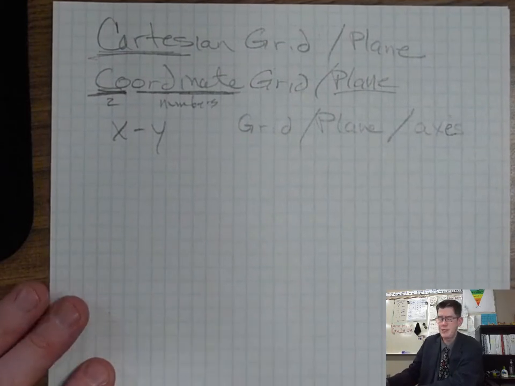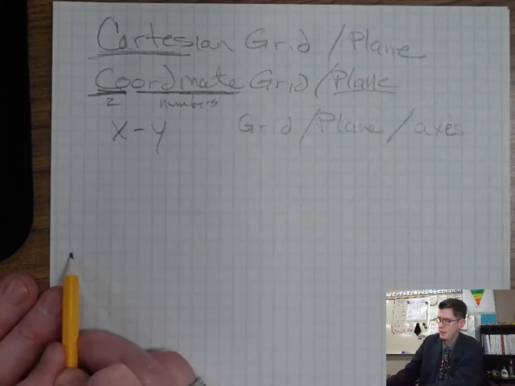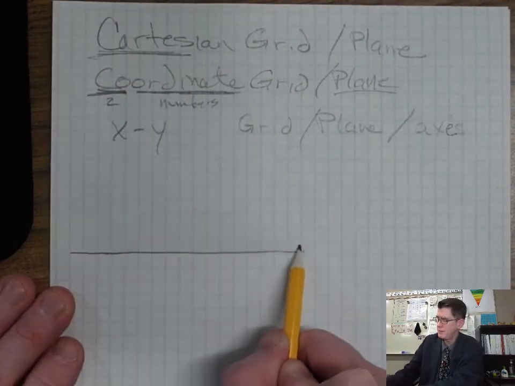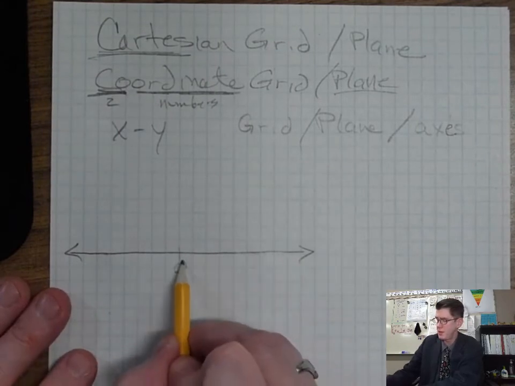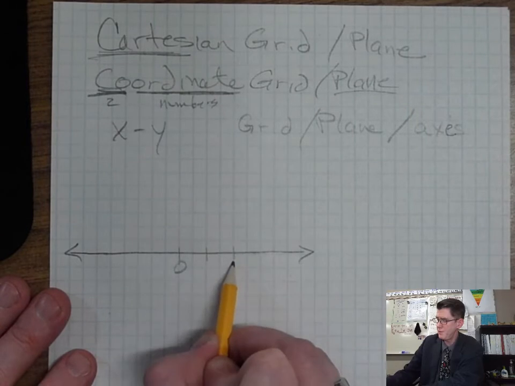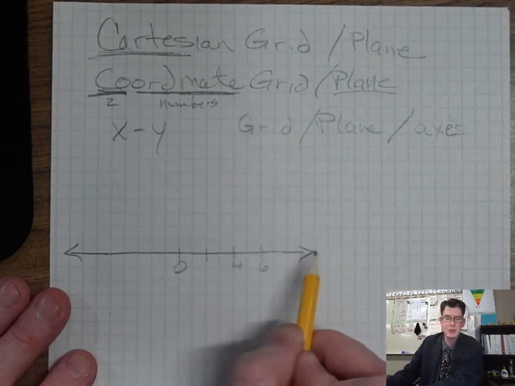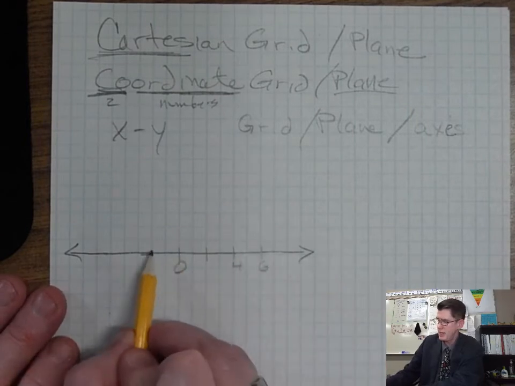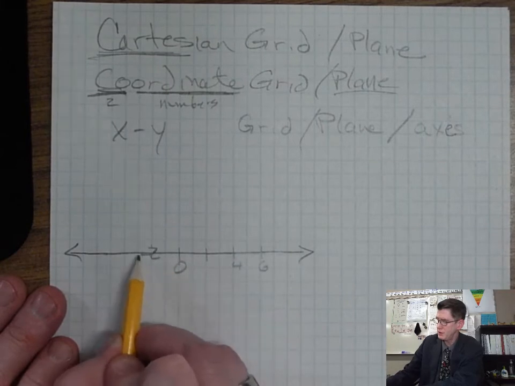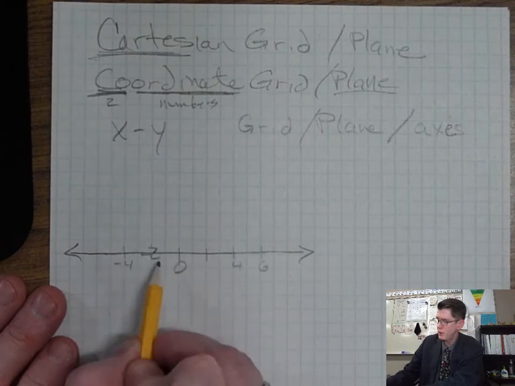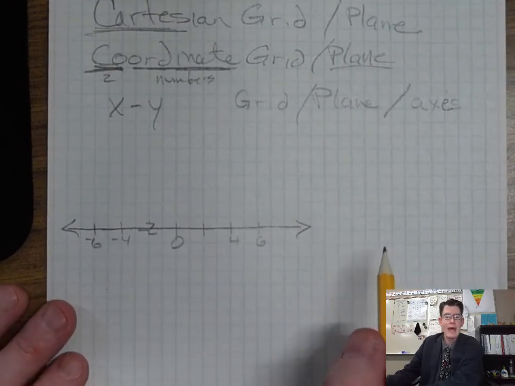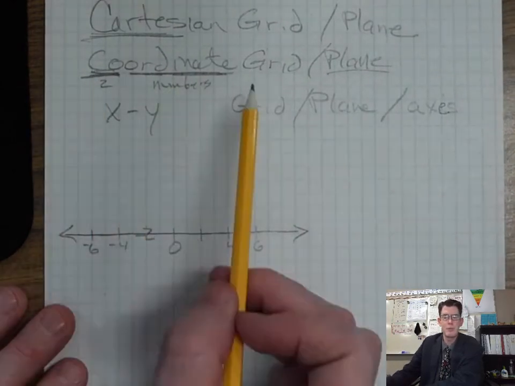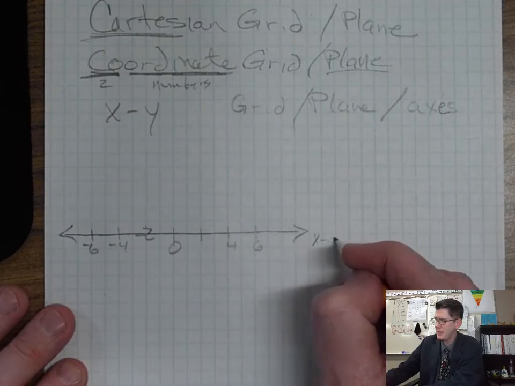Here's what it is. It's a number line. You already know a number line. Let's say that's 0, 1, 2, 3, 4, 5, 6. It's just a number line. Negative 2, negative 3, negative 4, negative 6, and it goes on forever. And then, like I said, coordinate, it's two numbers, x, y. This is called the x-axis.